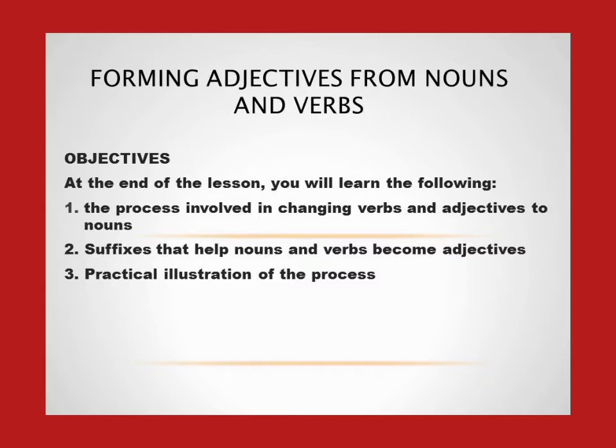We are looking at forming adjectives from nouns and verbs. Some of the objectives of this lesson are to look at the process involved in changing verbs and adjectives to nouns. Then we'll also look at the suffixes that help nouns and verbs to become adjectives. Then in the course of this lesson as well, we'll look at practical illustrations of how the process of converting verbs and nouns to adjectives takes place.